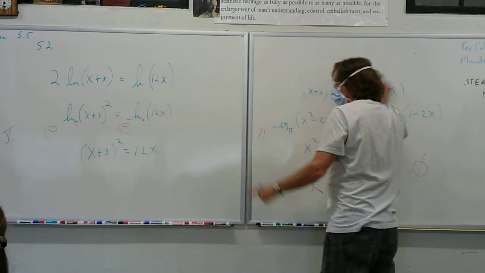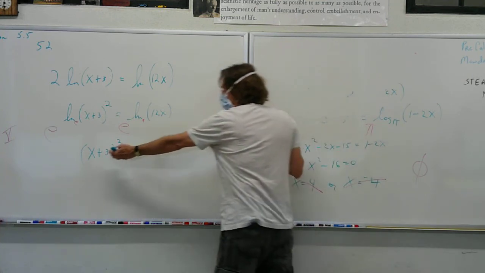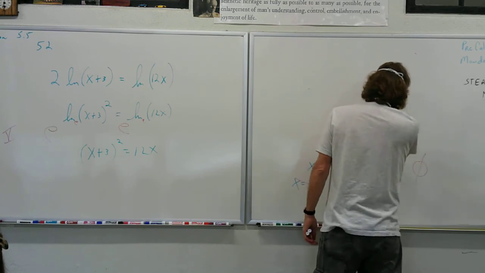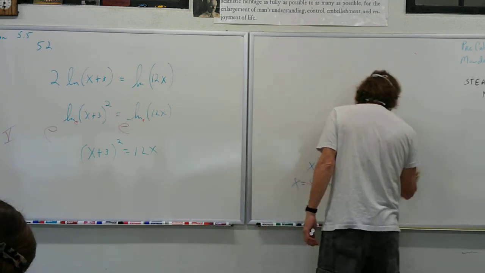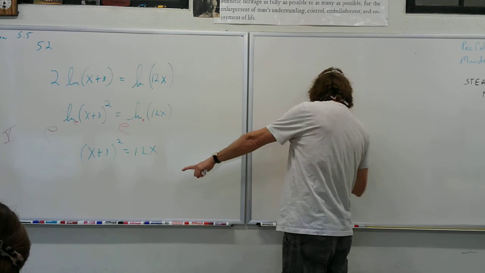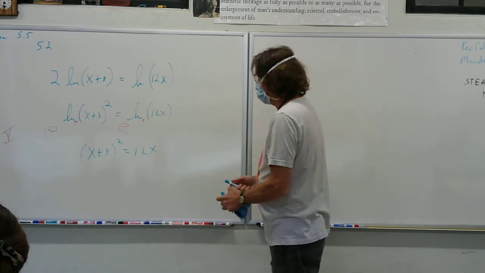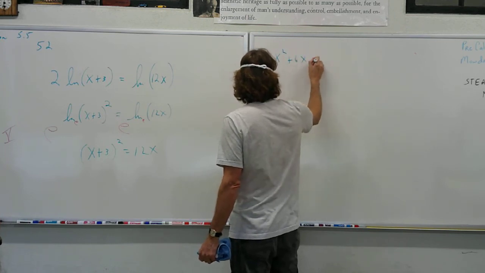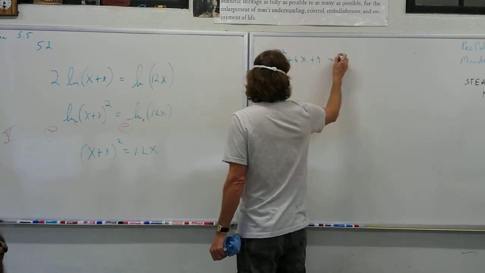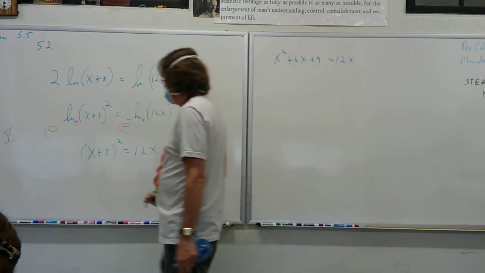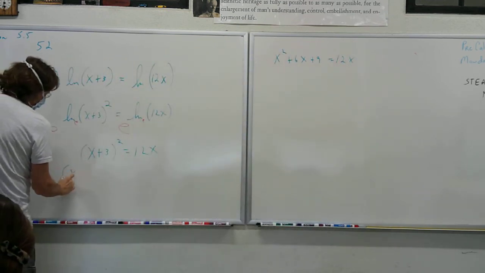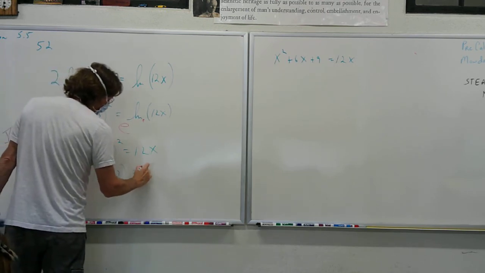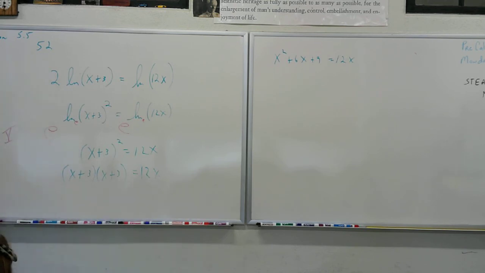Well, what you need to do is you got to square this out. When you square it out, if you have to, you write it out twice and multiply it out using the distributive property. And when you do that, you get x squared plus 6x plus 9 equals 12x. And if you need to, I'll write it: (x plus 3)(x plus 3) equals 12x. So you have to multiply that out.